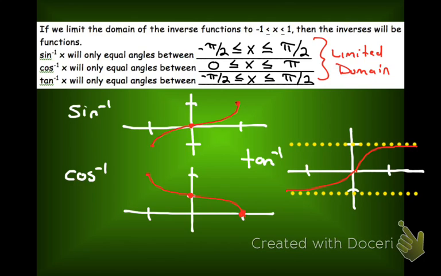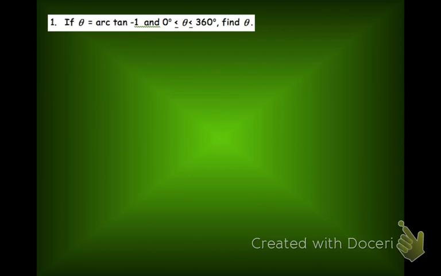what's going on. All right, for these next three parts, this is actually where you're going to be doing a little bit of calculating. So you would use a calculator for this. So the first example says if theta equals arctan -1 and 0 is less than or equal to theta is less than or equal to 360, find theta. So this is important. We're only looking for angles between 0 and 360.